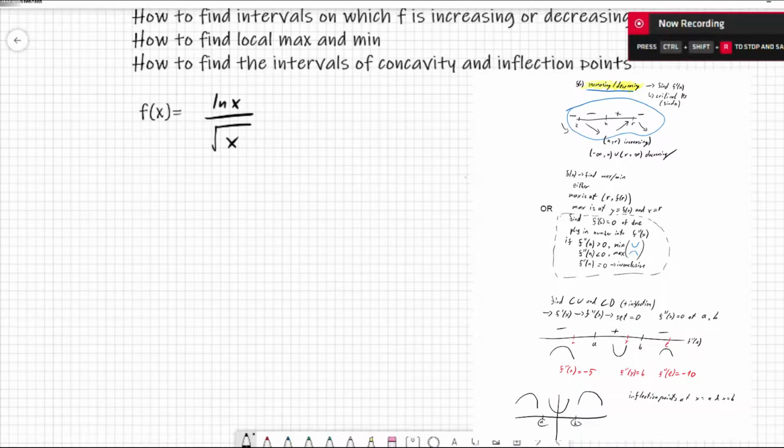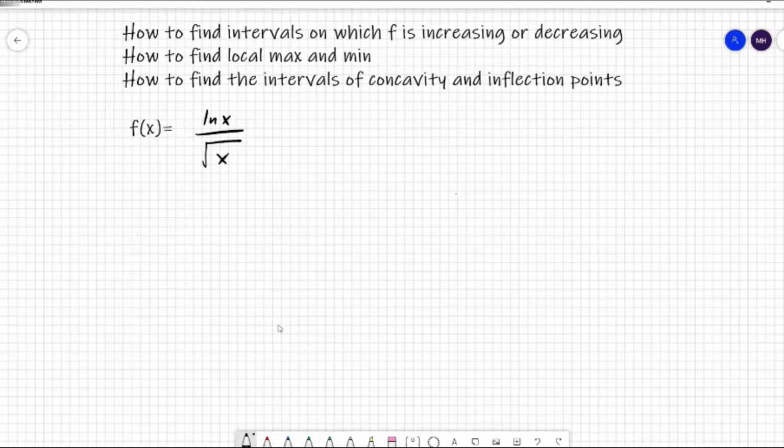Okay, so in this video I will show you how to find the intervals on which a function is increasing and decreasing, how to find the local max and min, how to find the intervals of concavity, and how to find the inflection points. So we start by finding f prime of x. I already found this, so it's just going to simplify quotient rule. Just use quotient rule to get the answer, and it's going to simplify to this. It's also good to note that x has to be bigger than 0.